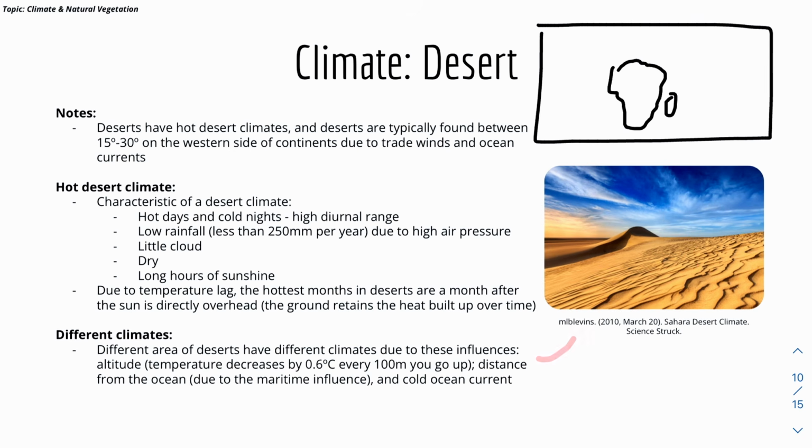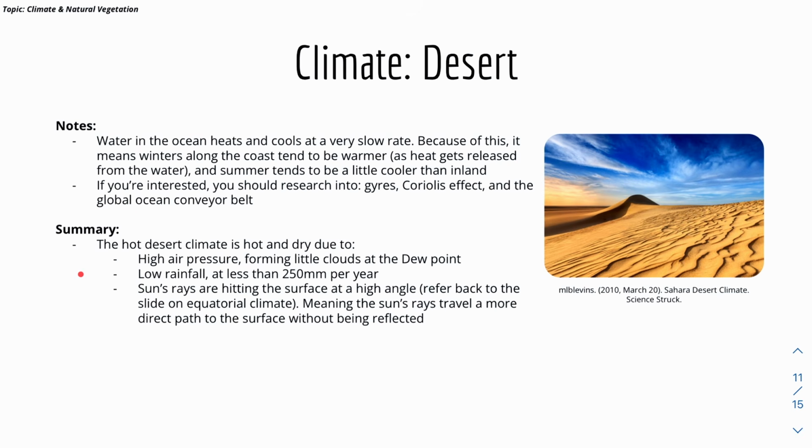And then we have more notes on the different climates. Different areas of deserts have different climates due to these influences. For example, the altitude, the distance from the ocean, and cold ocean currents, which will affect their temperature. Then we have more notes. Water in the ocean heats and cools at a very slow rate, and because of this, winters along the coast tend to be warmer as heat gets released from the water, and summer tends to be a little colder than inland.